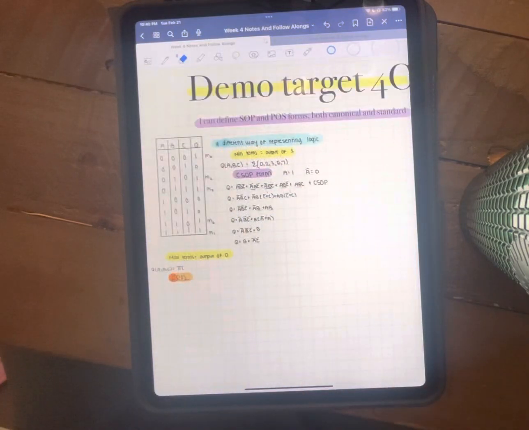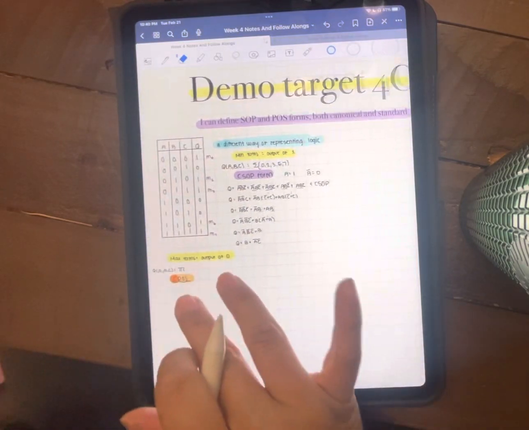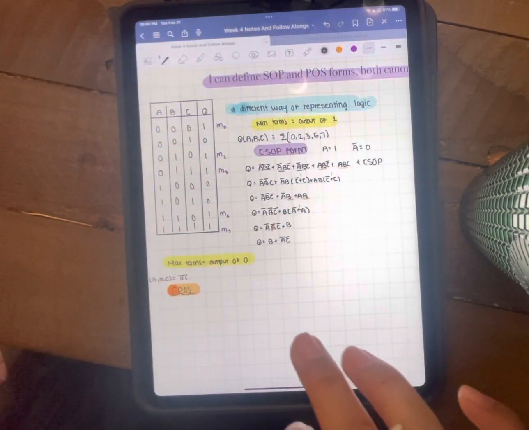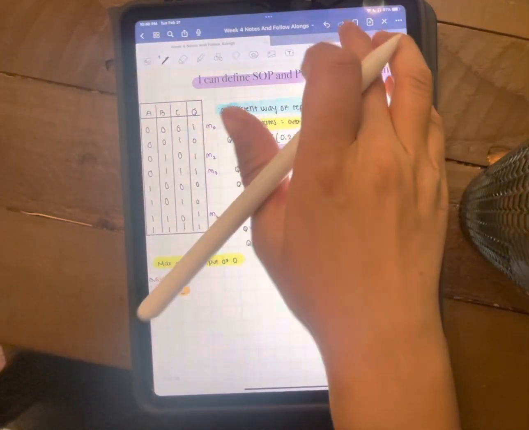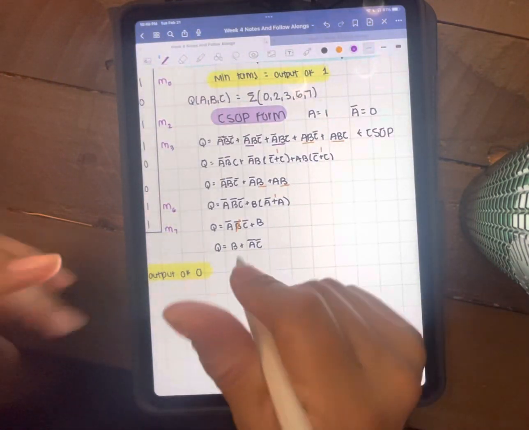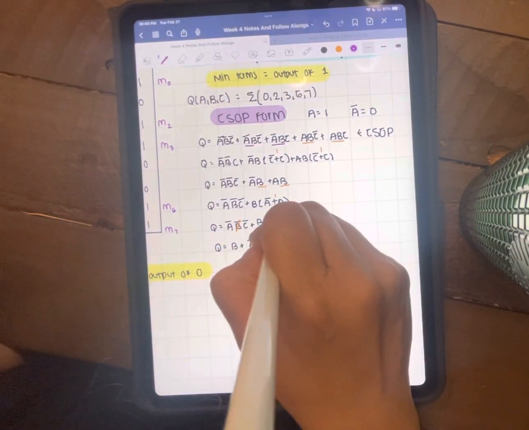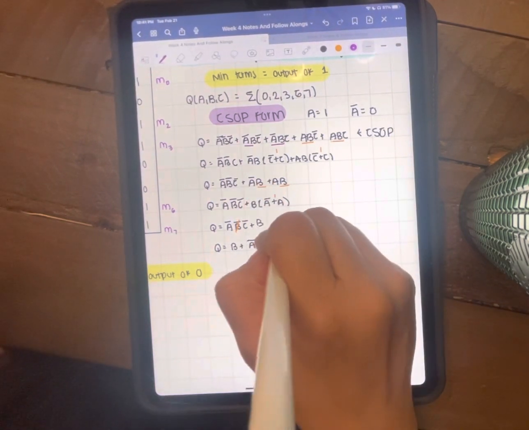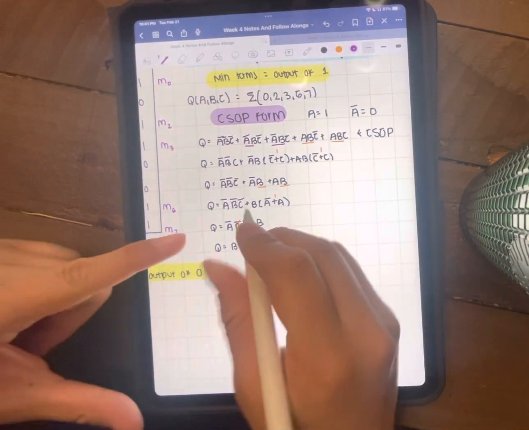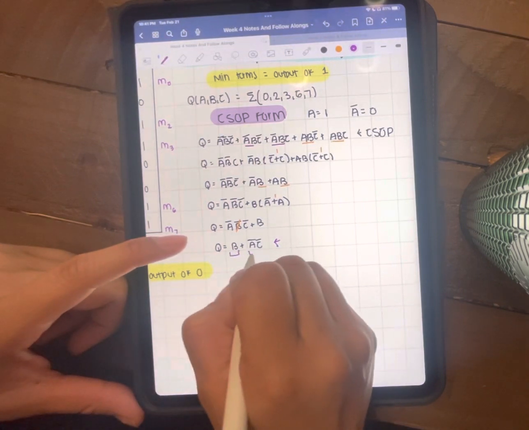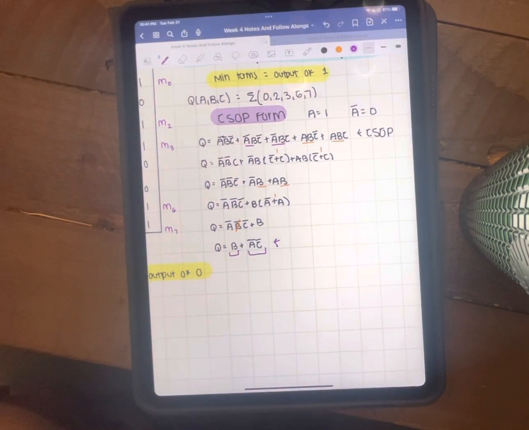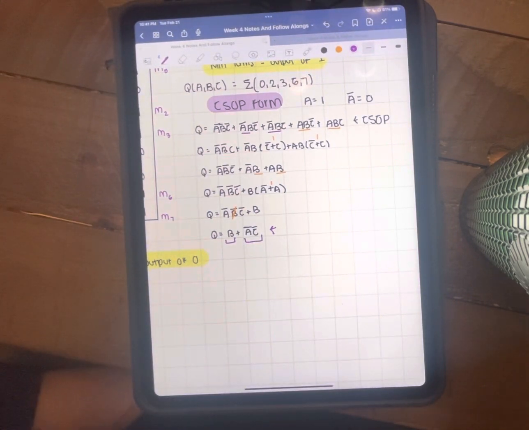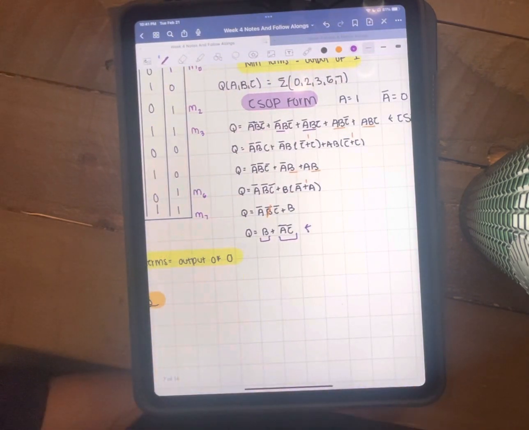Part 2 to demo target for C. And something that I forgot to mention in part 1 was that we know that this is going to be the minimal POS or SOP form, because in each of these terms, not all of the variables are present. The first term, A and C, are not present, and the second term, B, is not present.